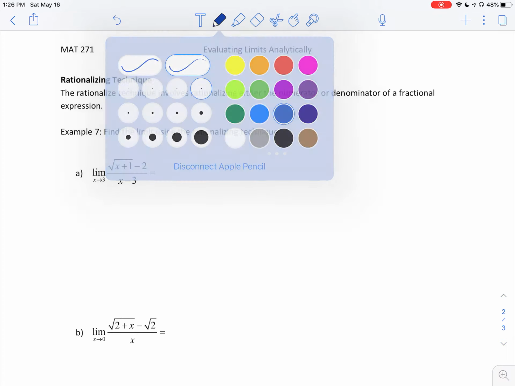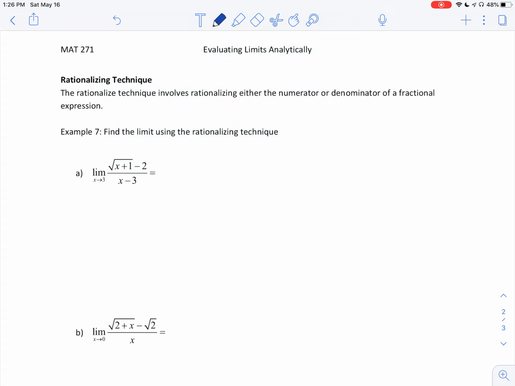Now, just for the sake of doing it, let's again just make sure that this is indeterminate. So we're going to first try direct substitution. If we're looking at the limit as x approaches 3, we'd start by plugging 3 into here.